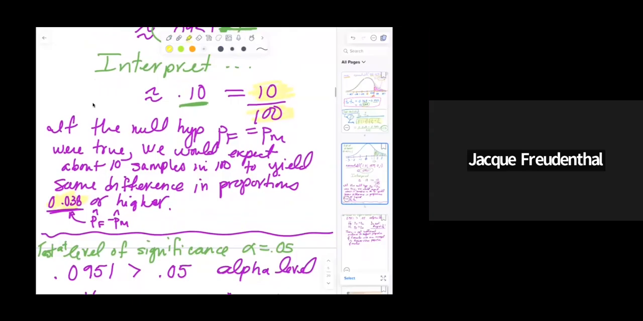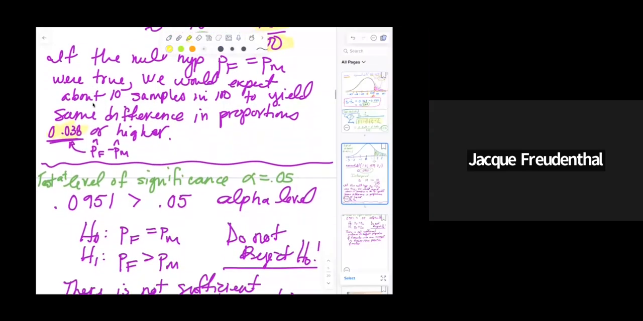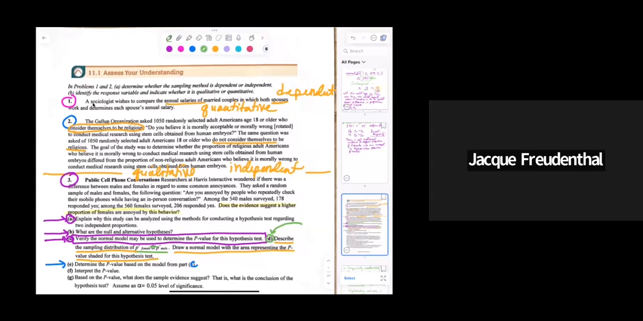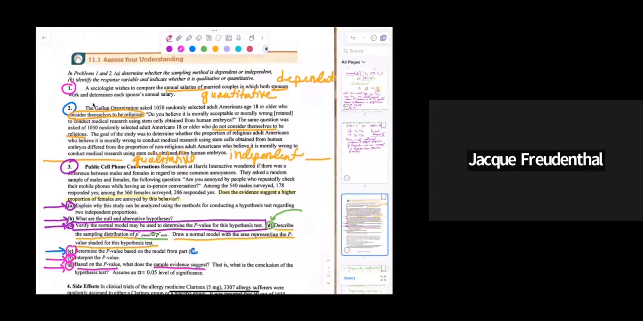In order to decide if we want to support or reject the null hypothesis, I need to go back to the worksheet because I think I'm getting ahead of myself here. So let's pick up. Okay, we interpreted the p-value. We just did that. And now we're on part G. Based on the p-value, what does the sample evidence suggest? That is, what is the conclusion of the hypothesis test? Assume 0.05 level of significance.